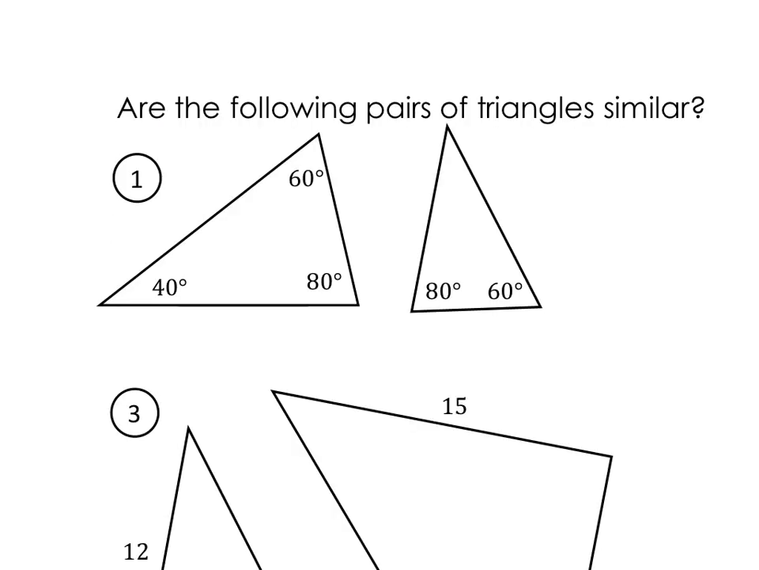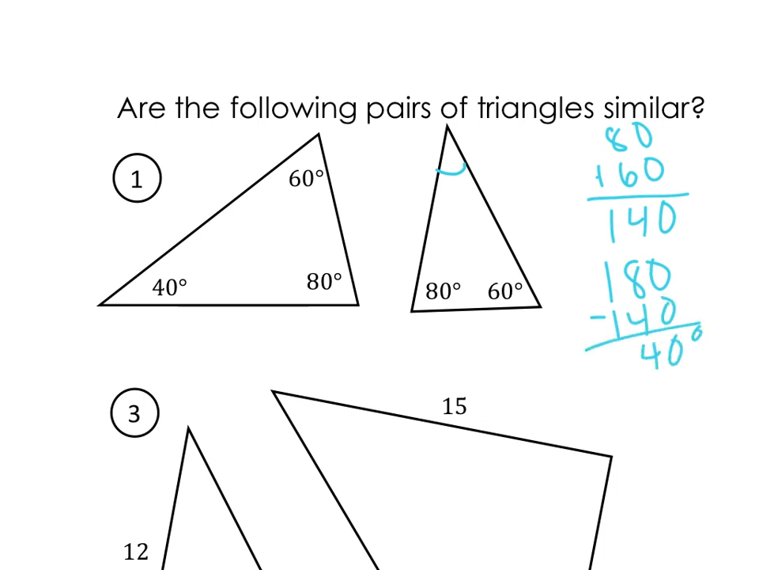Okay, so now what you're going to do is determine if these triangles are similar. So what we need to do is find this missing angle here. If I add 80 plus 60, I get 140. And if I subtract 180 minus 140, I get 40 degrees. So this angle is 40 degrees.